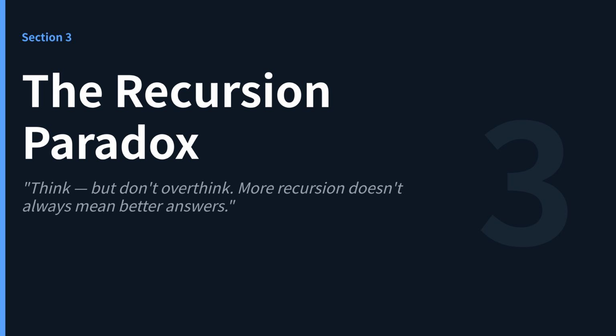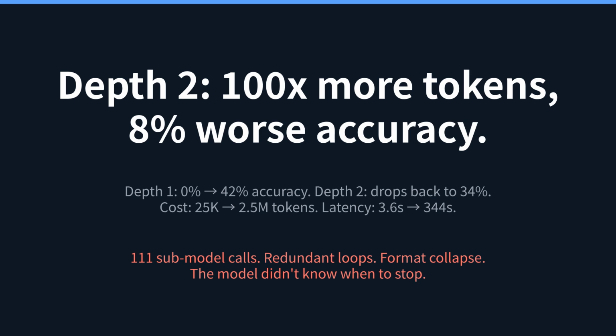A paper published in March 2026, titled Think, but Don't Overthink, tested what happens when you increase the recursion depth beyond one level. At depth 1, the root model spawns submodels to handle chunks of the document. At depth 2, each of those submodels can spawn their own submodels. Researchers tested this on DeepSeek version 3.2 and Kimi K2 and found a paradox. On a complex multi-document reasoning task, depth 1 improved accuracy from 0 to 42%. But depth 2 dropped it back to 34%.